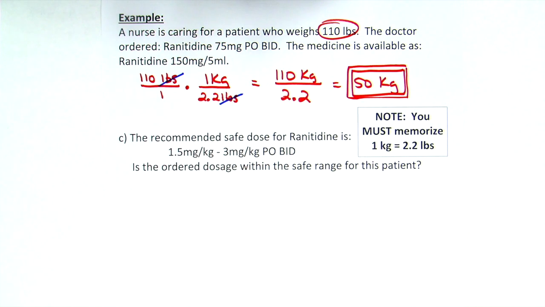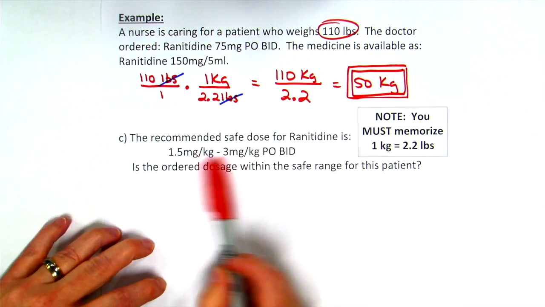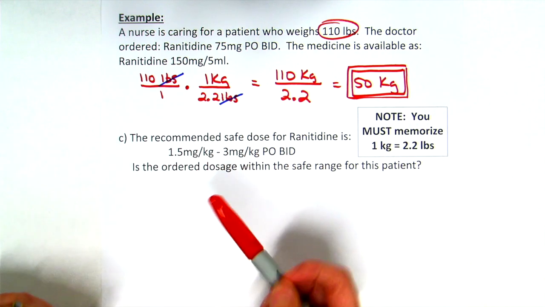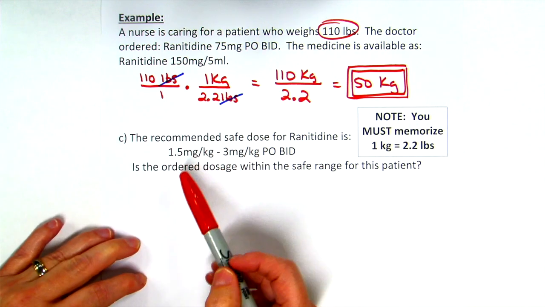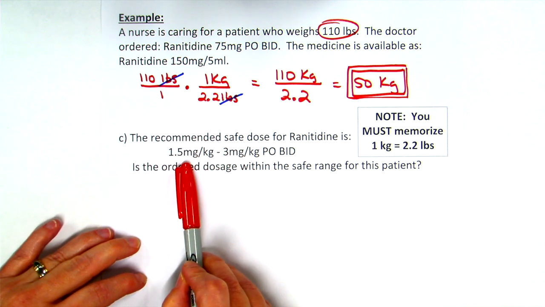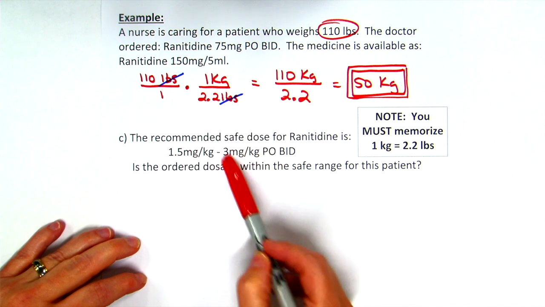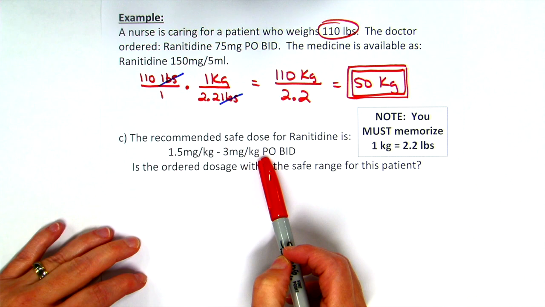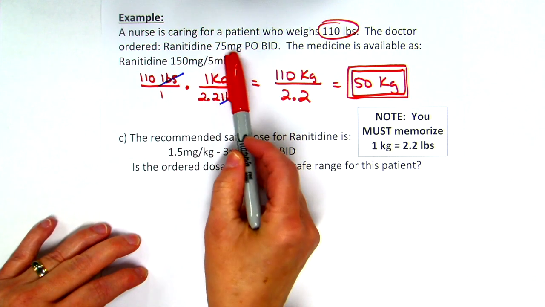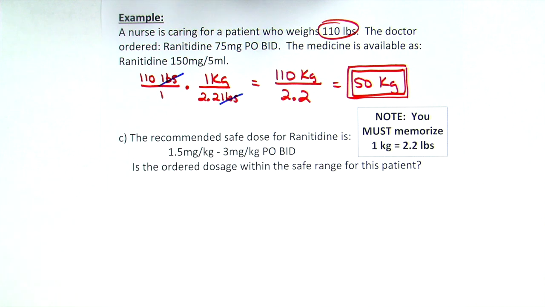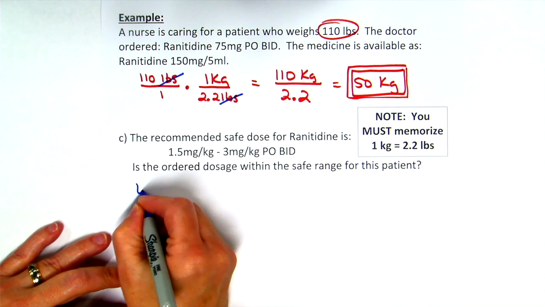Okay, now what we have got to see is if this is going to fall in the range. So I'm just going to do two conversions here, two different unit analyses. I'm going to do a unit analysis on the lower end of the range, and a unit analysis on the higher end of the range, and then see if the prescribed dose, which was the 75 milligrams, falls in that range. Okay, so let's do our lower range first.